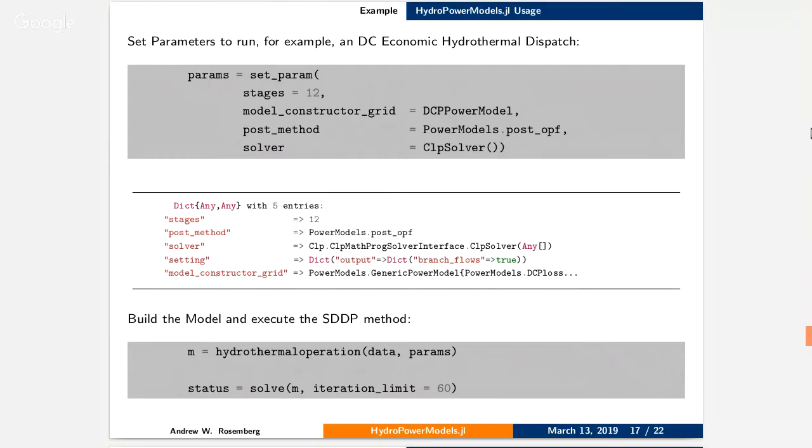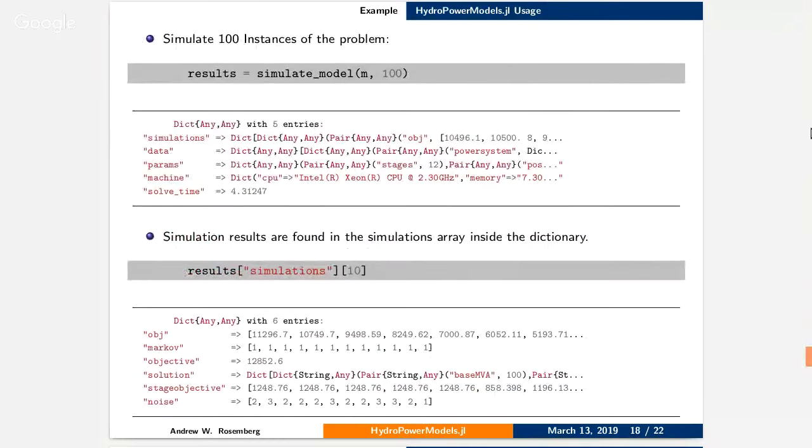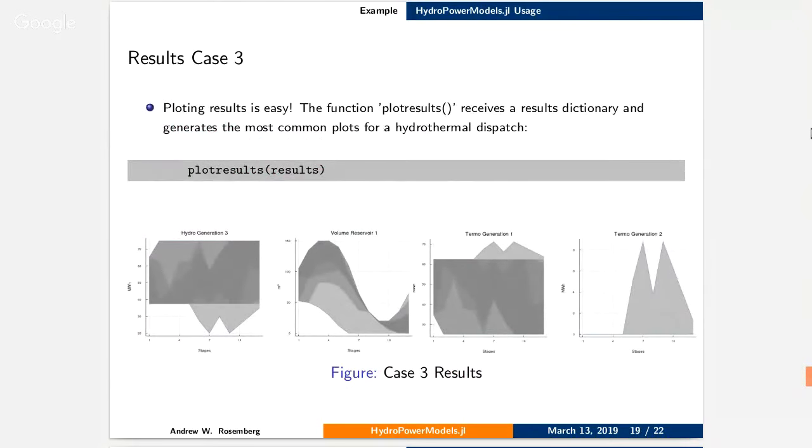Then you are able to run the SDDP with this function, and once our model is trained, we're able to run different scenarios for a multi-stage optimization model, which then returns a detailed dictionary containing all the information from our simulations here and some extra information. This would be the information from the 10th simulation, for example. That's how we would access it. And plotting results is easy. The plot results function plots the common plots you want to see in a hydrothermal dispatch optimization problem.